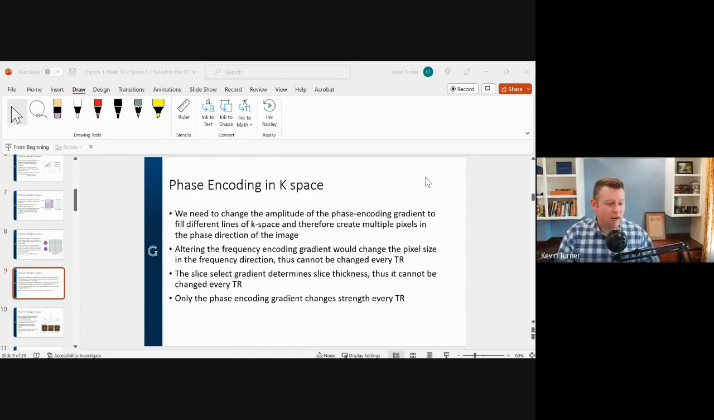The slice select gradient determines slice thickness, so it doesn't get changed every TR because it has to turn on to determine where we're causing excitation to occur to determine what the slice is. So the slice select gradient always stays the same as well. So only the phase encoding gradient changes strength every TR.